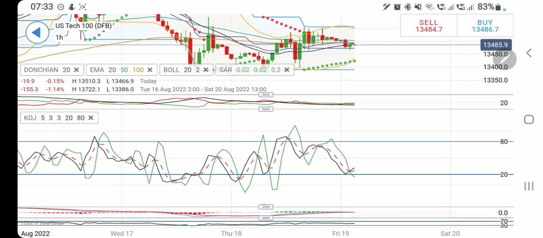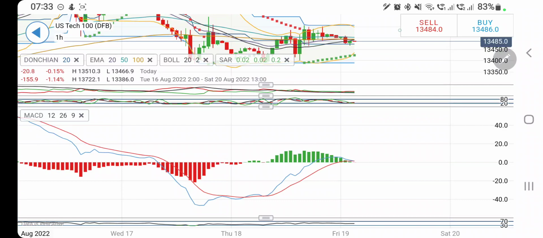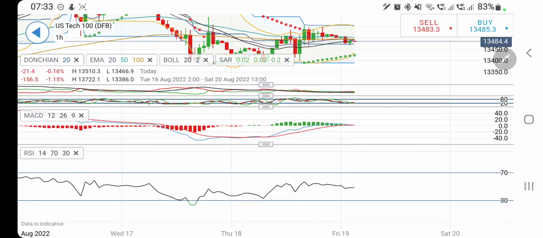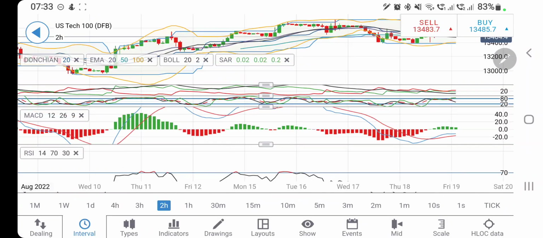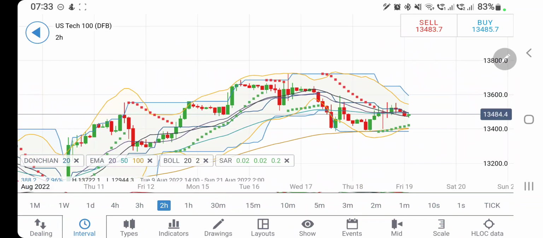Directional movement is bearish. Stochastic is at the bottom trying to rise. The MACD is on the verge of a crossover. This is a bearish cross, and after the crossover we may see it continuing with the bearish momentum. RSI is trading flat near the bottom.